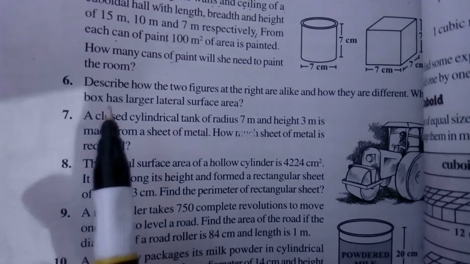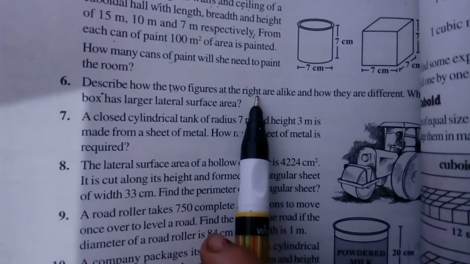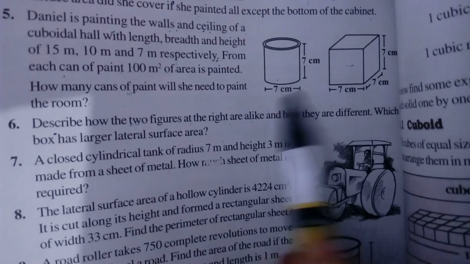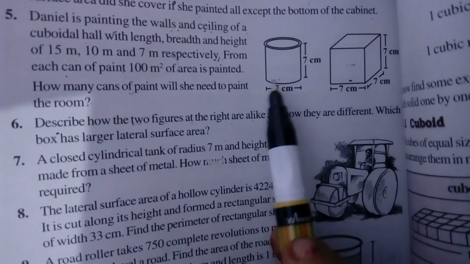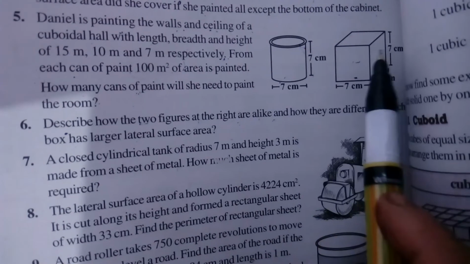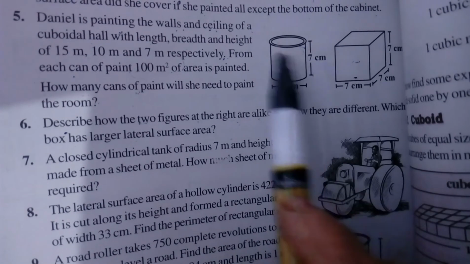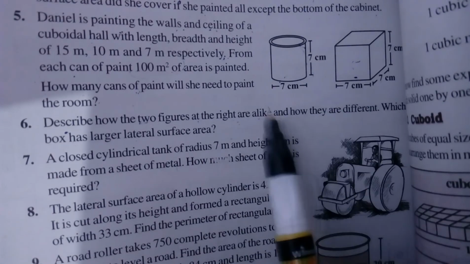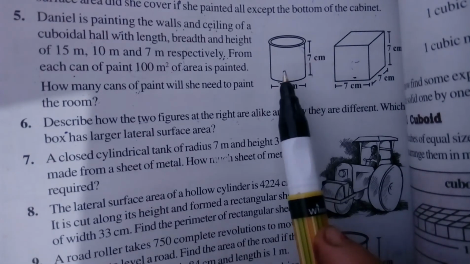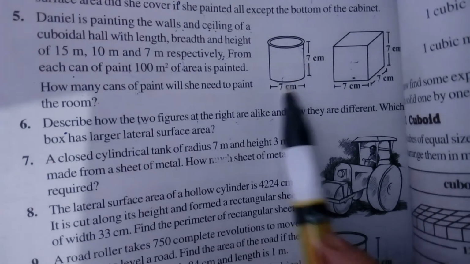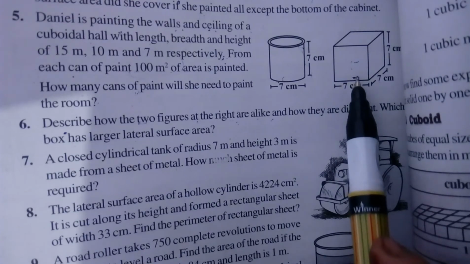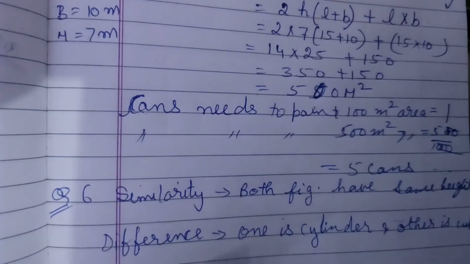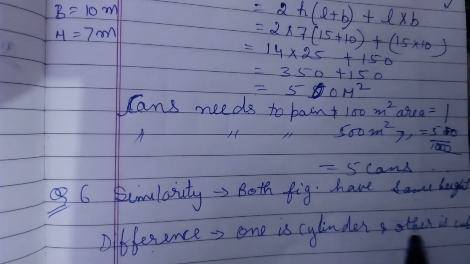Now in question number 6, you have to describe how two figures are alike. These two figures are given. We have to tell how they are the same and how they are different. They are the same because see their heights. This is the same, the height of both is the same, that is 7 centimeter. And how are they different? This is a figure of a cylinder, and this is a figure of a cube. So we have written the similarity: both figures have the same height. The difference: one is a cylinder, the other is a cube.